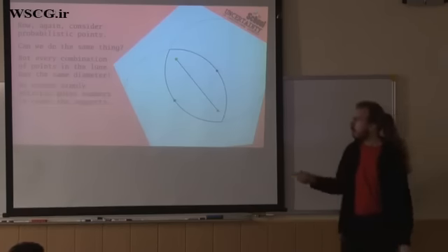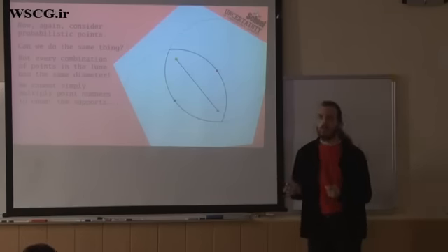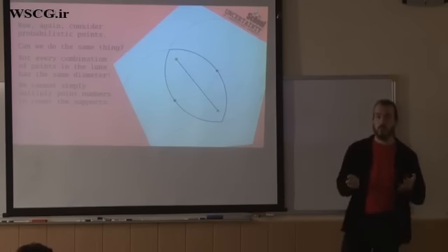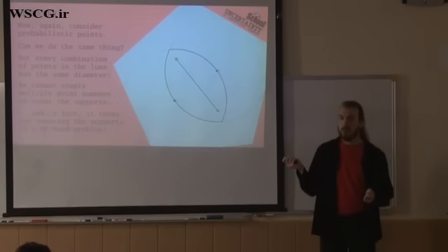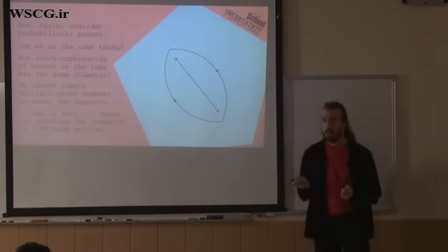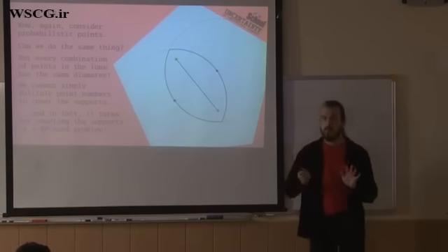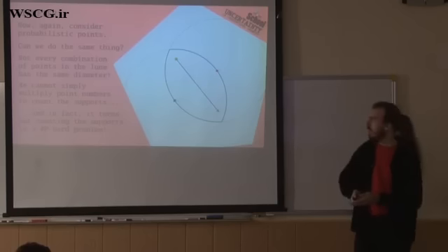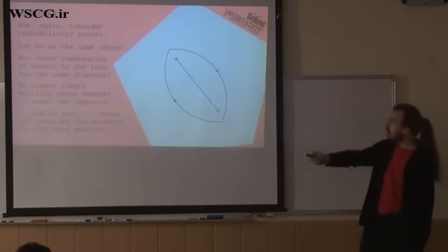So we cannot just multiply the numbers of points to count the supports of one basis. And in fact, it turns out that counting the number of supports of a basis is sharp P hard. Does everybody know what sharp P hard is? Yes? Okay. So it's like NP hard, but maybe even harder.